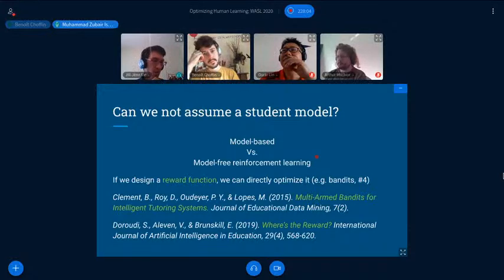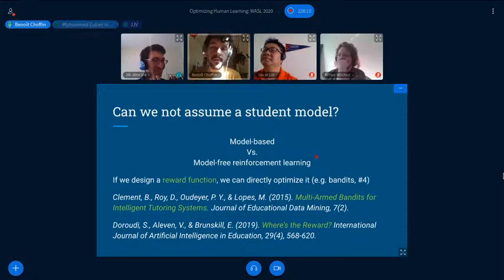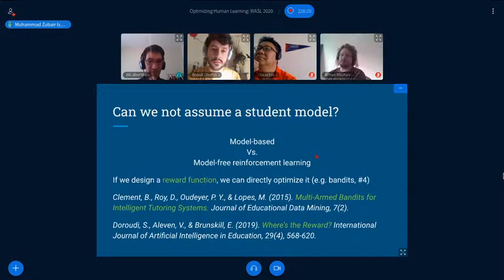Oh. So by the way, Jill-Jênn, do you want to say something? Sorry, yeah. Go on, Mohammed. So as we discussed, model based or model free: if we see that an MAB, within a single state, behaves like an MDP, and if it behaves like an MDP, then we can use a model-free algorithm from RL. So why do we say that we do not need a student model here?